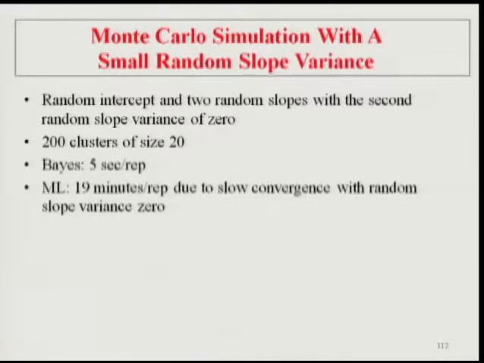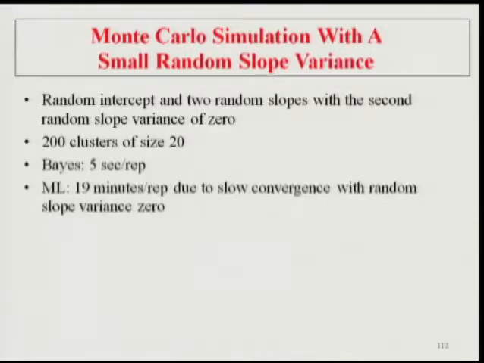What do I mean by random slope? It's a slope that varies in value across the clusters, across the schools, for instance. And you have, again, 200 clusters of size 20. Giving the final outcome of this, Bayes takes only 5 seconds per replication in the Monte Carlo simulation study, whereas ML takes 19 minutes per replication, quite a lot longer, due to slow convergence that happens when a random slope variance is 0.